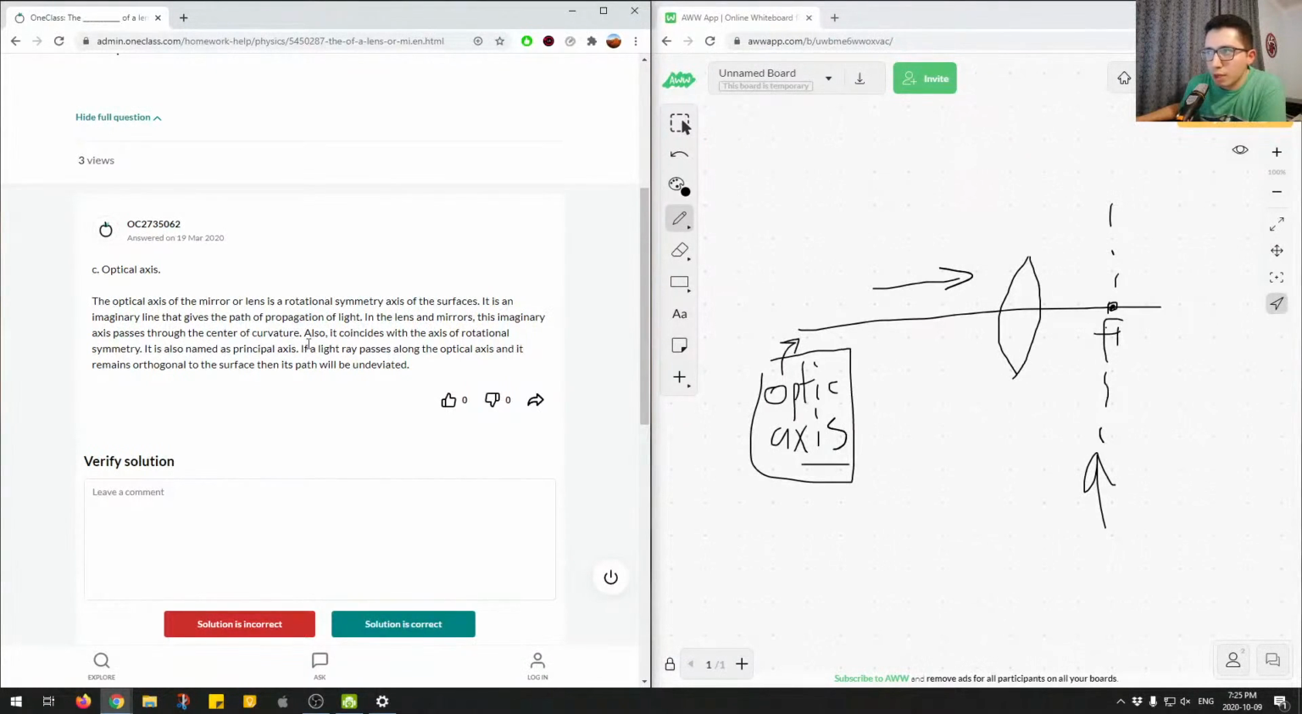So yeah, optic axis and principal axis are the same thing. If a light ray passes along the optical axis, it remains orthogonal to the surface. Then the path will be undeviated. So here, correct answer. Excellent work. And we'll mark that as correct.